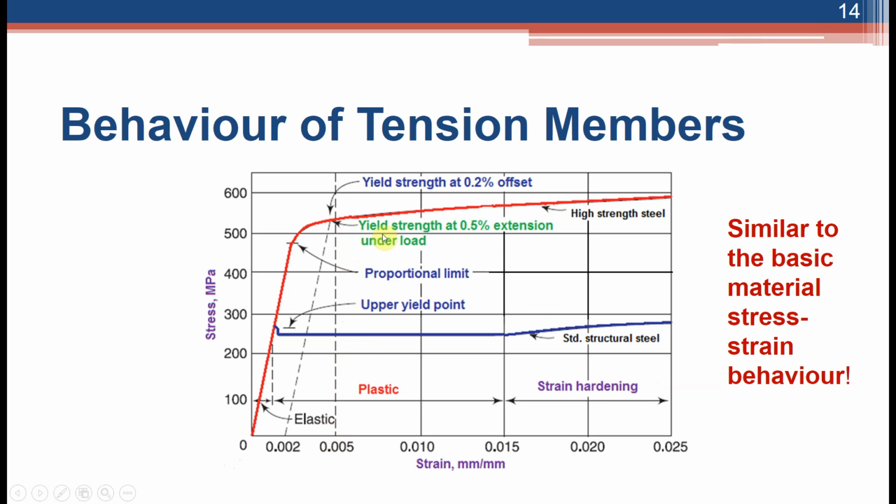So naturally the strength of high strength steel is more than the standard structural steel. Then the yield strength of high strength steel is definitely more than the upper yield point of the standard structural steels.